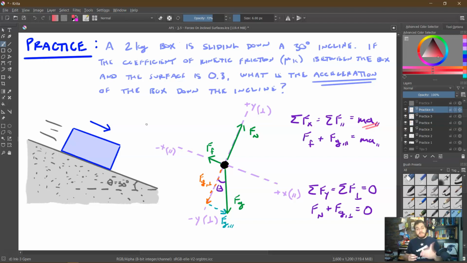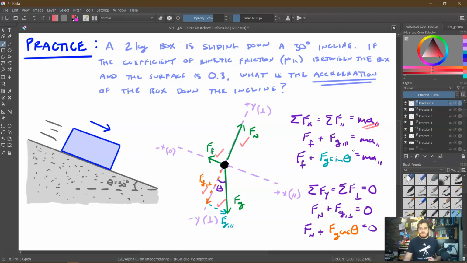So in the parallel direction, I'm going to have Ff, this force, and Fg parallel, that'll be this one. Those have to add together to equal the mass times the acceleration in that parallel direction. And in the Fy direction, we have Fn and Fg perpendicular, and those must add together to equal 0. Lastly, let's take that a step further and say Ff plus Fg sine theta, because it is across from theta, will equal m a parallel, and Fn plus Fg cosine theta will equal 0.